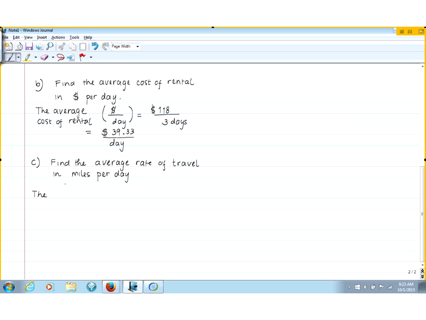Okay. So then you answer the average rate of travel, and the unit is miles per day. So how many miles? 390. So it is what? Is it 14,171 minus 13,741? Yes. So this is 390. And then how many days? 3 days. Okay.